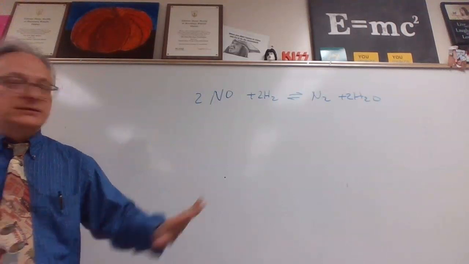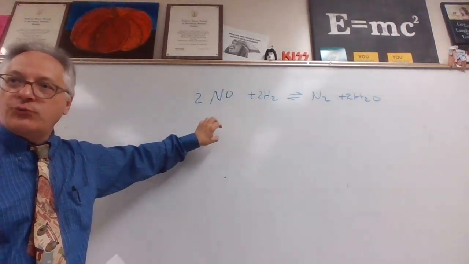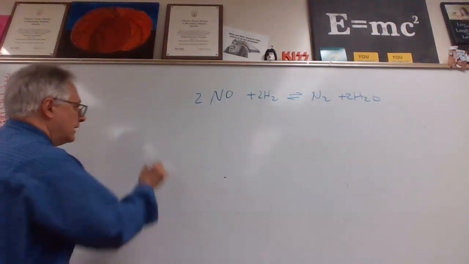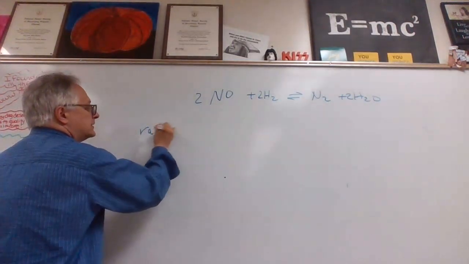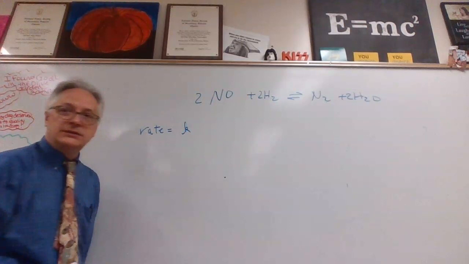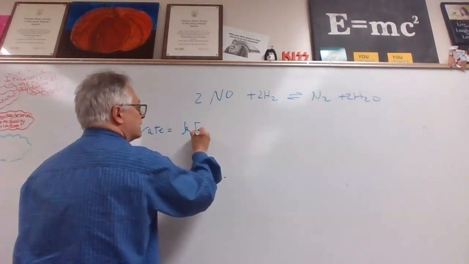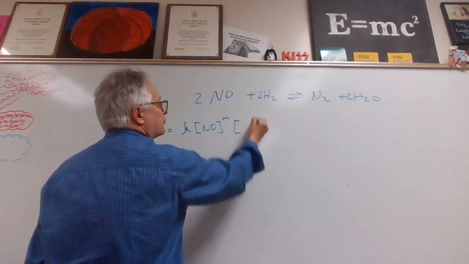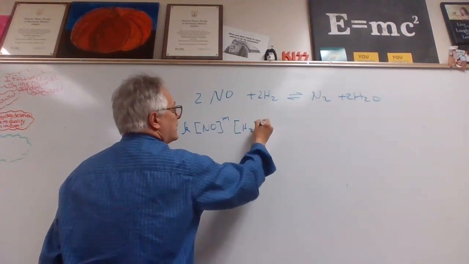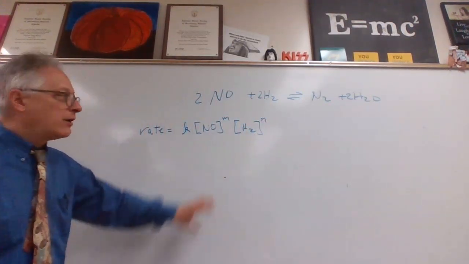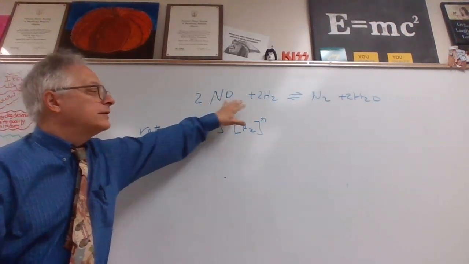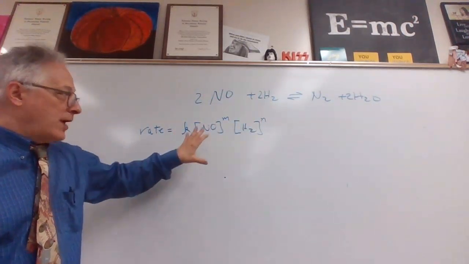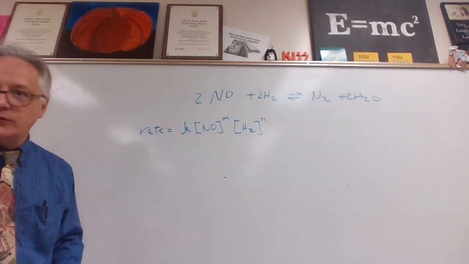Whenever you're given an equation and asked to write the generic rate law, which will probably be a question, it's always the same. The rate is equal to some rate constant K times the concentration of the first reactant raised to some power times the concentration of the second reactant raised to some different power. Now these exponents have nothing to do with the coefficients when we do rate law construction. You have to do experiments by changing concentration.